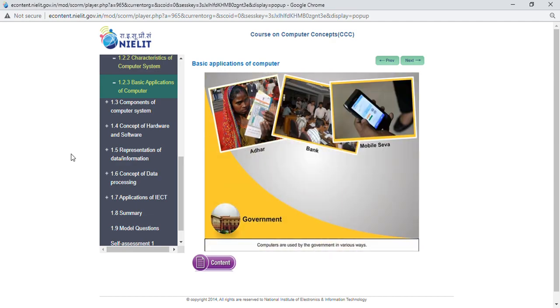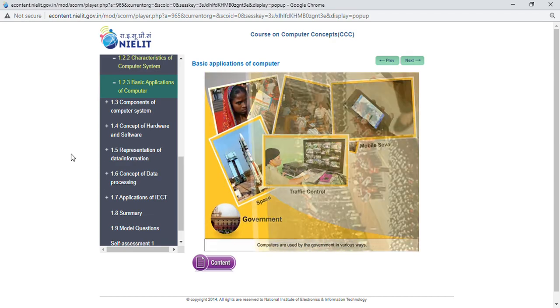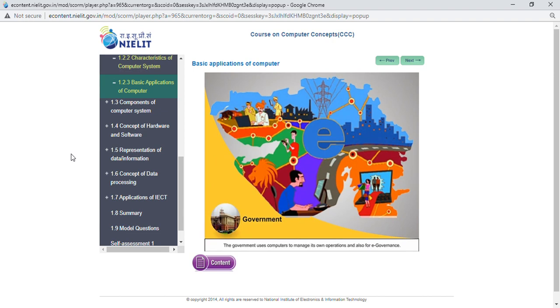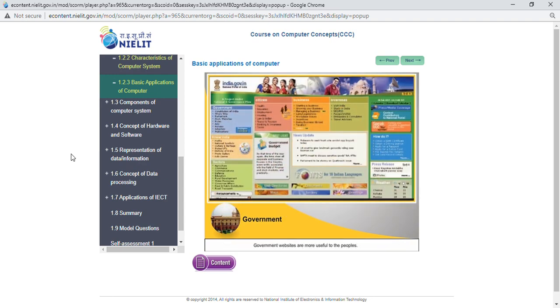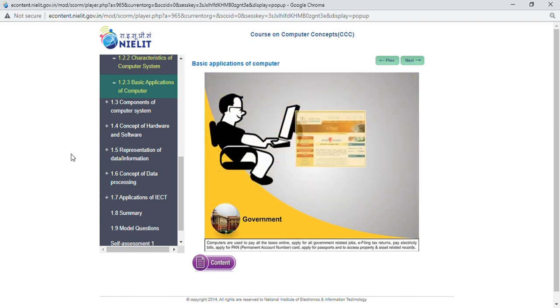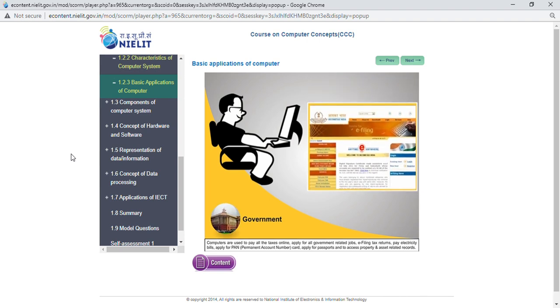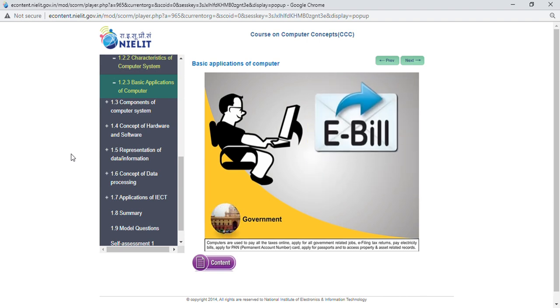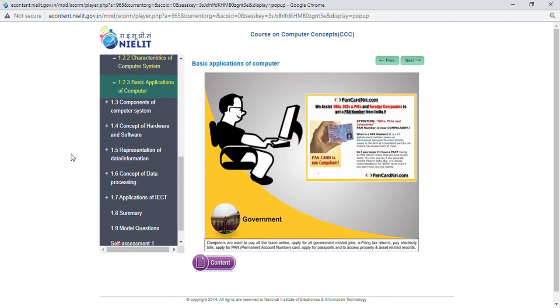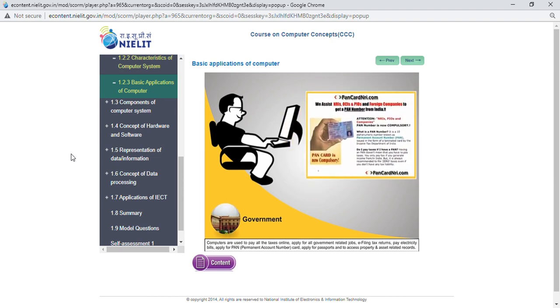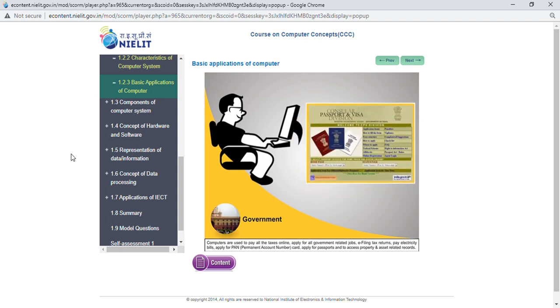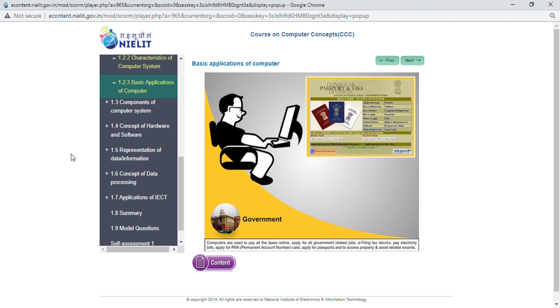Government. Computers are used by the government in various ways. The government uses computers to manage its own operations and also for e-governance. Government websites are very useful to the people. Computers are used to pay taxes online, apply for government-related jobs, e-file tax returns, pay electricity bills, apply for a PAN (permanent account number) card, apply for passports, and access property and asset-related records.